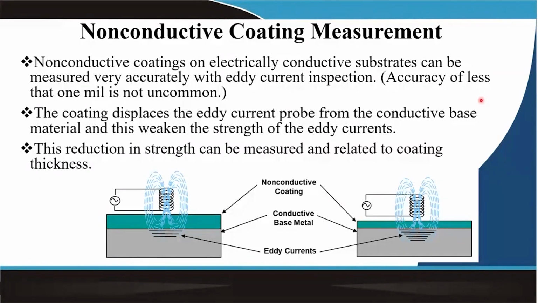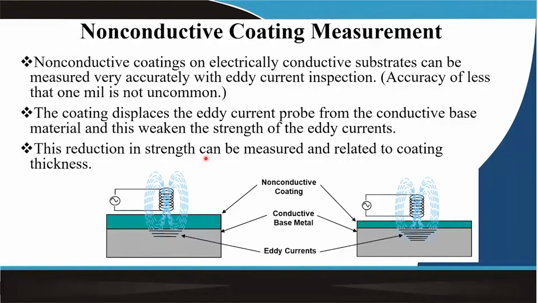Eddy current testing may also be applied for coating thickness measurement. When there is a non-conductive coating on an electrically conductive substrate, it can be measured very accurately using eddy current inspection. The coating displaces the eddy current probe from the conductive base material, and this weakens the strength of the eddy current. The reduction can be measured and related to the coating thickness. This is an indirect way of measuring coating thickness, but many eddy current based coating thickness measurement units are available in the market.